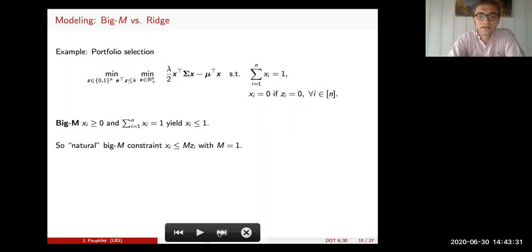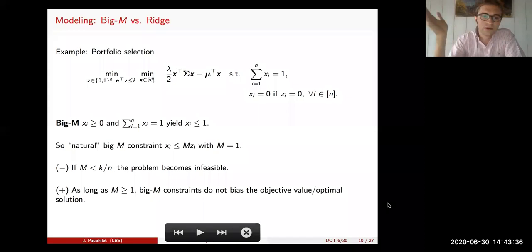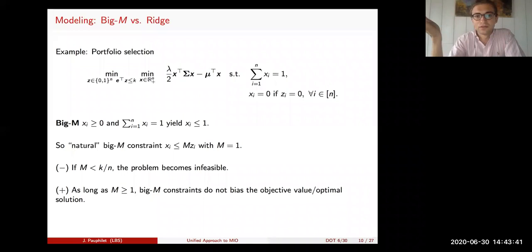But you see here that if you take some other value of M, it might not be a good idea. For example, if you take M less than K over N, the problem becomes infeasible, because you need to invest all your portfolio and you don't want to invest in more than K securities. So you need M high enough. And as long as M is greater than one, adding big M constraints does not bias your objective. So this is exactly the behavior I was telling you about in the introduction, except that here it's a very special example. I know the threshold value, the value below which my problem would be infeasible, and I know that above one, I'm safe using big M constraints.